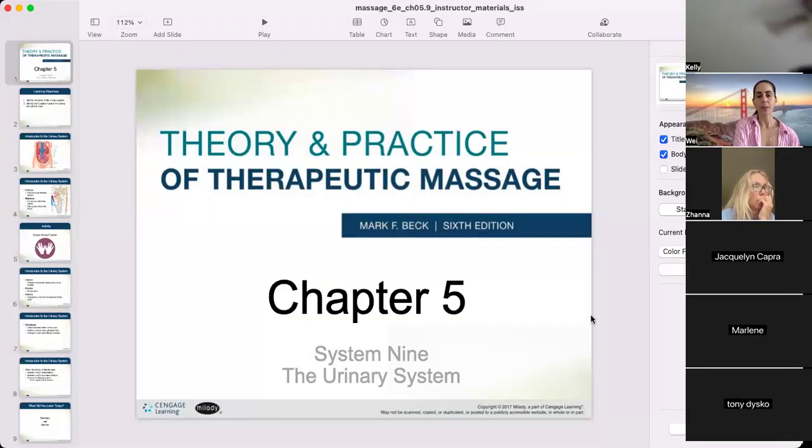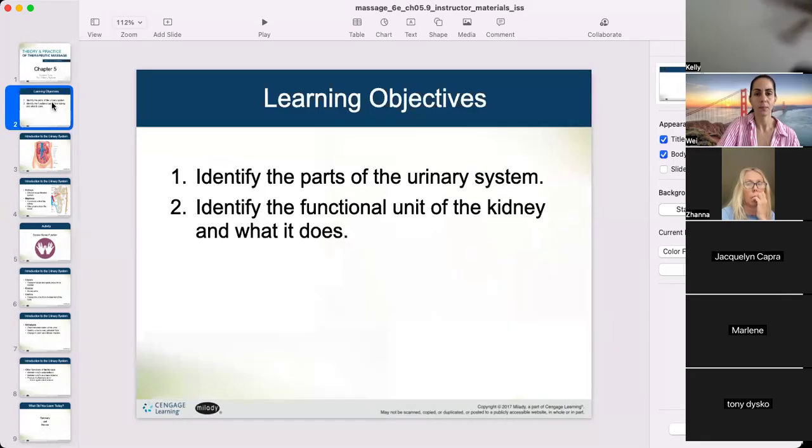Okay, welcome everybody. Continuing on to system number 9, which is the urinary system. The objective of this system is to identify the parts of the urinary system, and then also the functional unit of the kidney and what it does, which is the nephron in this case, how the filtration happens through it and how blood supply goes in there and all that stuff.